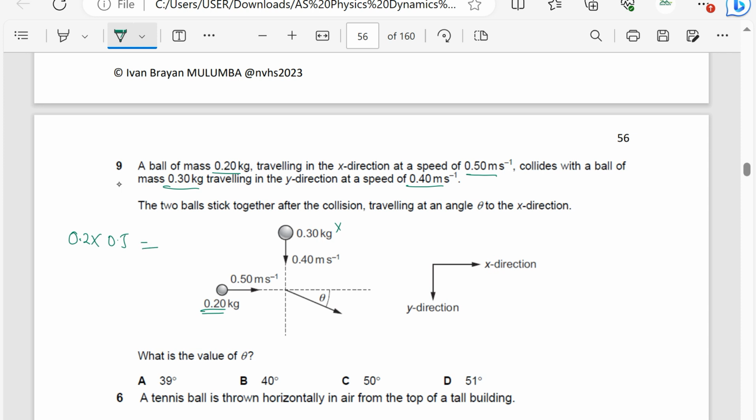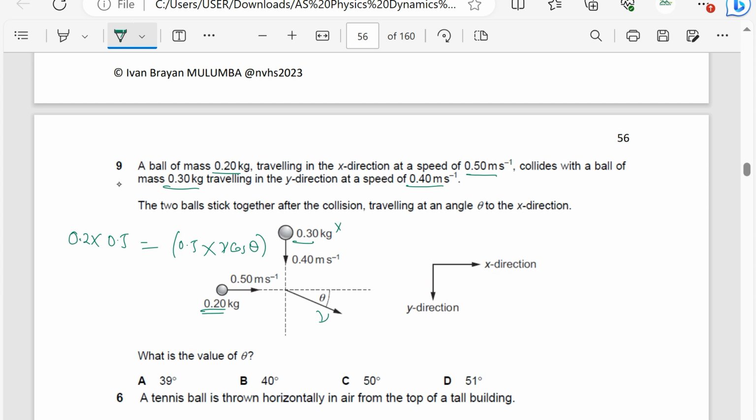Then total momentum after collision in the horizontal, since they stick together, their total mass becomes 0.3 plus 0.2, which is 0.5, times their velocity. Let me call their velocity v. So it will be times v in the horizontal, which is v cos theta. So that is total momentum in the horizontal.